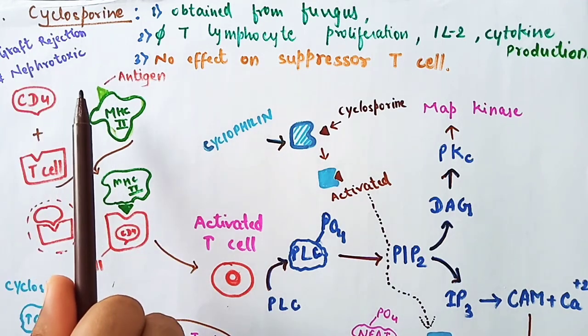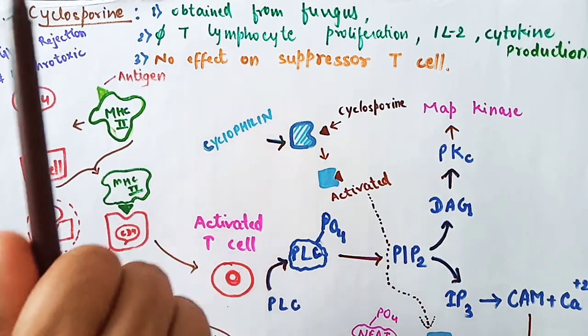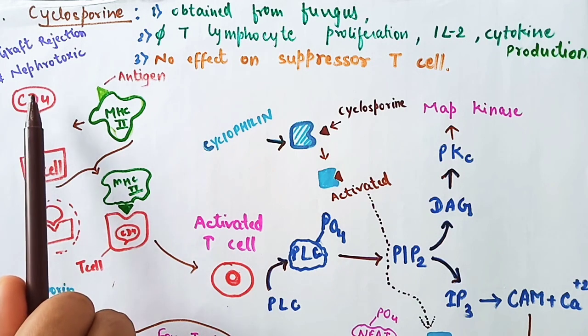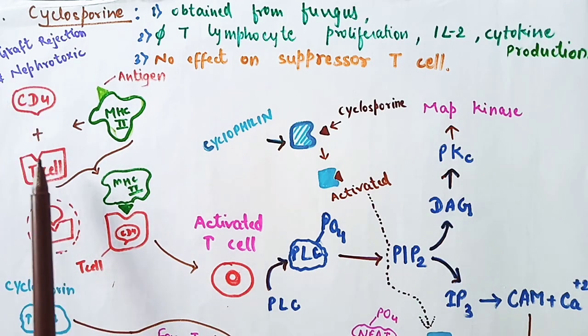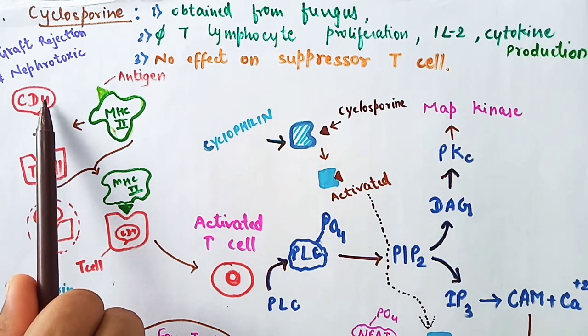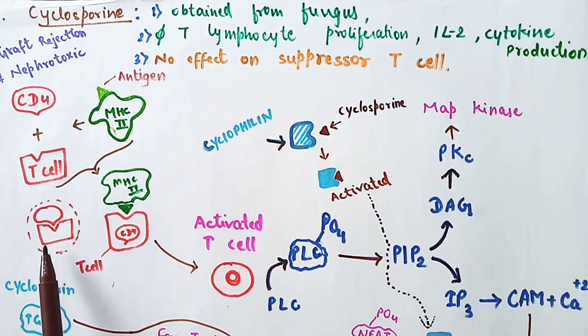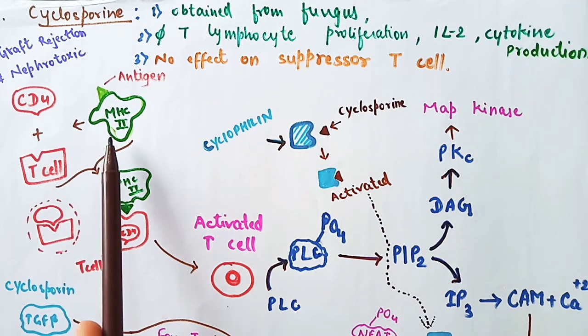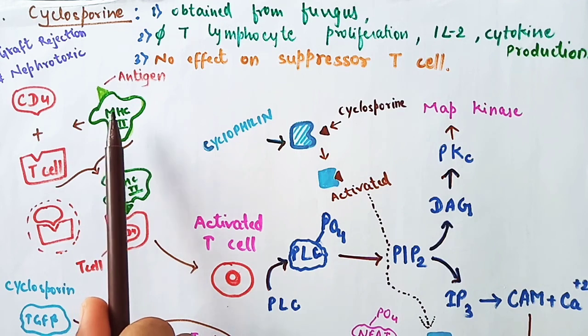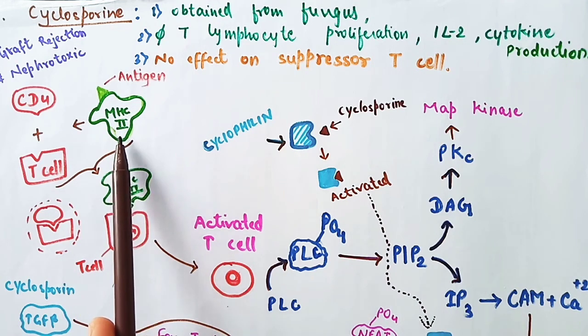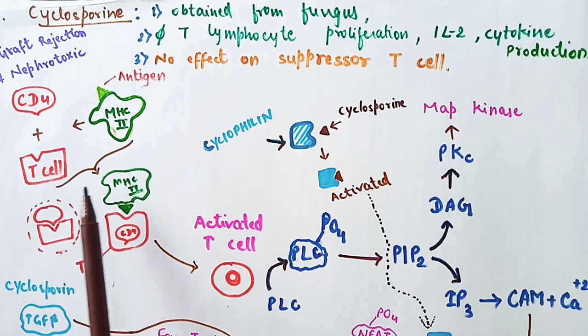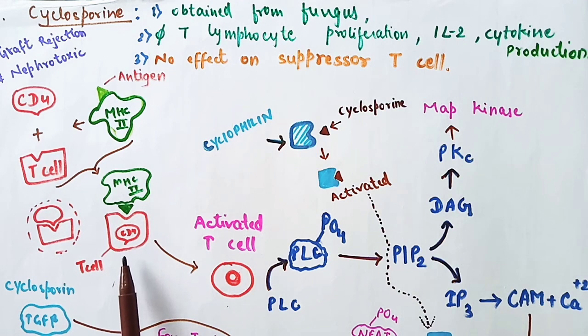Now let's see the mechanism of action of cyclosporin. So this is the CD4 molecule and this is the T cell receptor. When the CD4 molecule is attached to the T cell, it forms this. And when MHC2, that is major histocompatibility complex 2, binds to this receptor, they form an active T cell, that is the T cell with CD4 and MHC2 bound to it. They form the activated T cell.